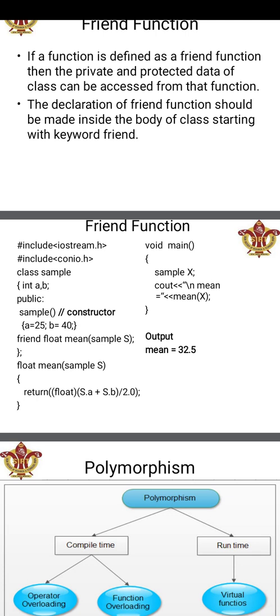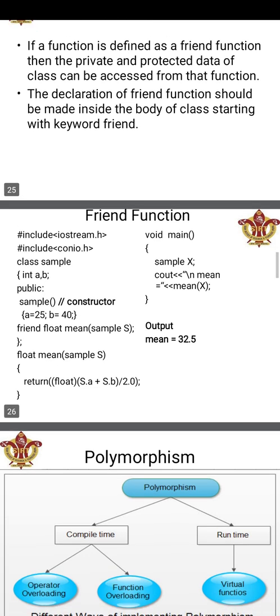Now in main we have declared one object x of type sample. Whenever we declare this, the constructor will be automatically called. So object x will have the value of a equal to 25 and b equal to 40. After that we have called the function mean with x. In the mean function we have passed this x, which is the object we declared earlier in the main function. When this function is executed, it will calculate s dot a plus s dot b. So 25 plus 40 divided by 2 gives the mean. So the output is mean equal to 32.5.